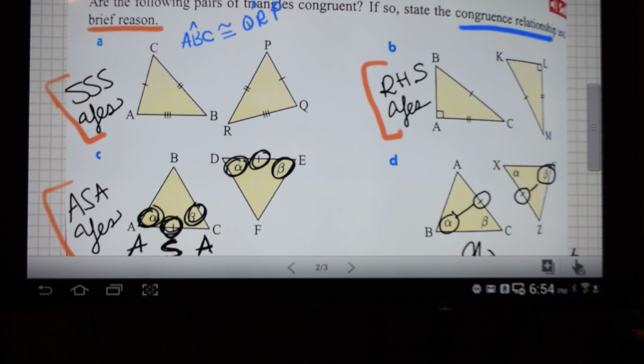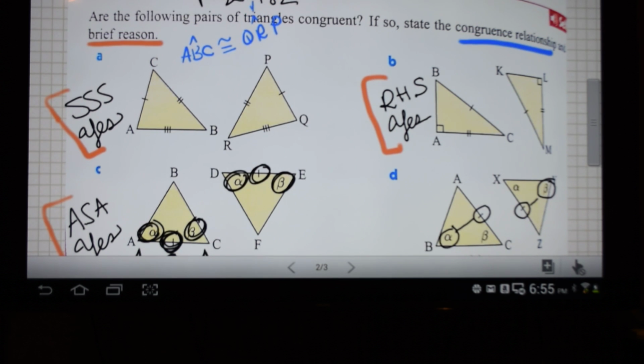So when you write this congruency statement, you have to make sure you put the letters in the right order. The letter that's here is the angle that corresponds to A. The letter that's here has to correspond to angle B. And the letter that's here has to correspond to angle C. So you have to be really careful. It's really important that you write the correct congruency statement, or it's just wrong. And there we go. That's how you do that.